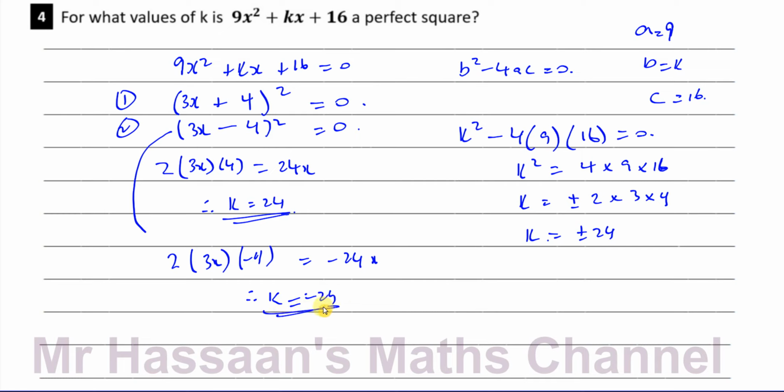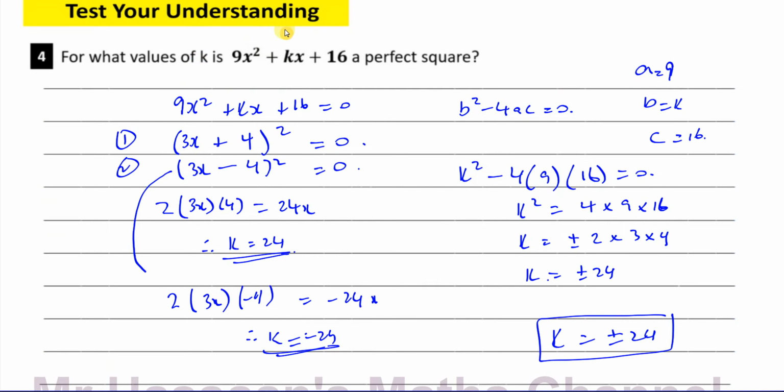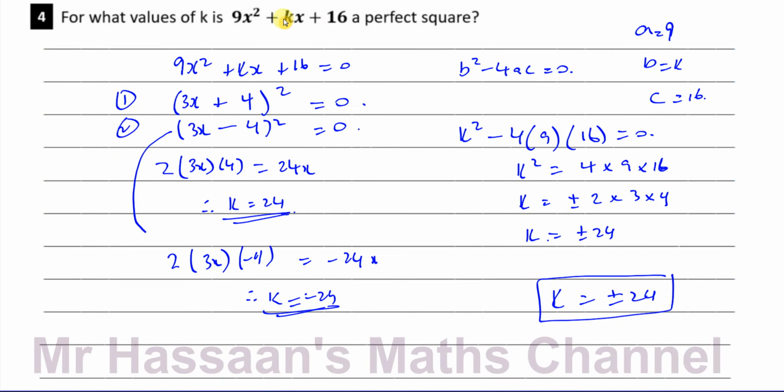Okay, so in either case, you can say k could be either plus or minus 24, positive or negative 24. Those are the two solutions. Those are the values of k for which this is a perfect square. When you put 24 instead of k, you will end up with a squared bracket, either 3x plus 4 if k is plus 24, or 3x minus 4 squared if it's negative 24, and that gives you a repeated root, which means, of course, that's how you get a perfect square.